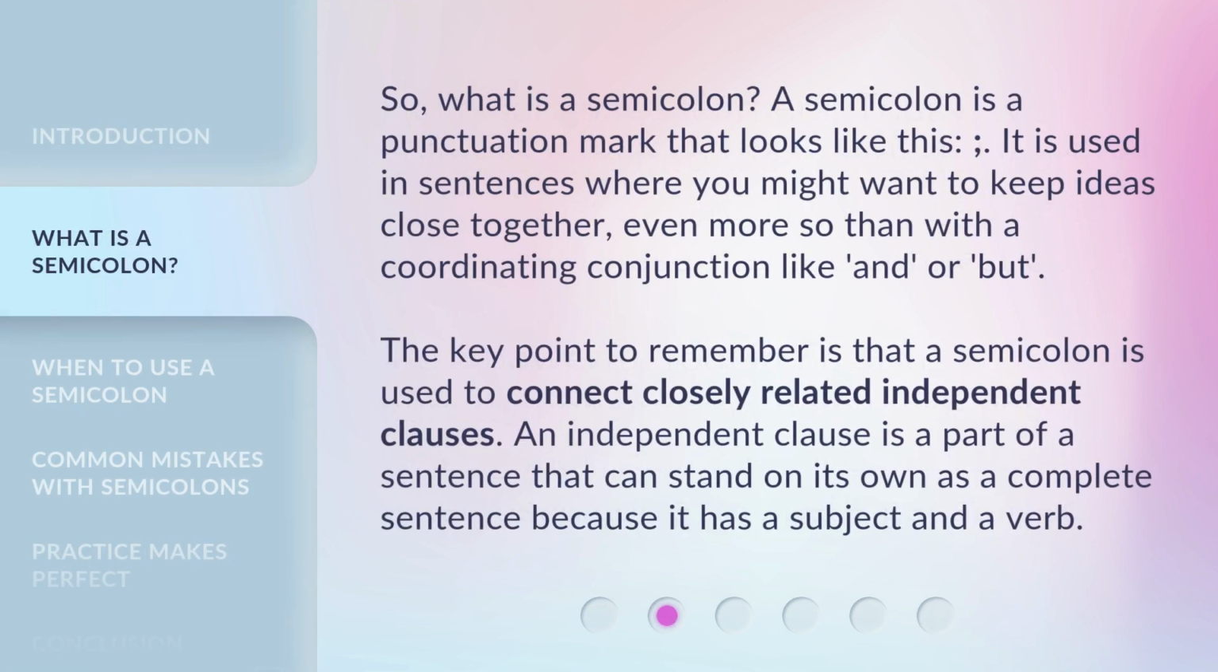So, what is a semicolon? A semicolon is a punctuation mark that looks like this. It is used in sentences where you might want to keep ideas close together, even more so than with a coordinating conjunction like and, or, but. The key point to remember is that a semicolon is used to connect closely related independent clauses. An independent clause is a part of a sentence that can stand on its own as a complete sentence because it has a subject and a verb.